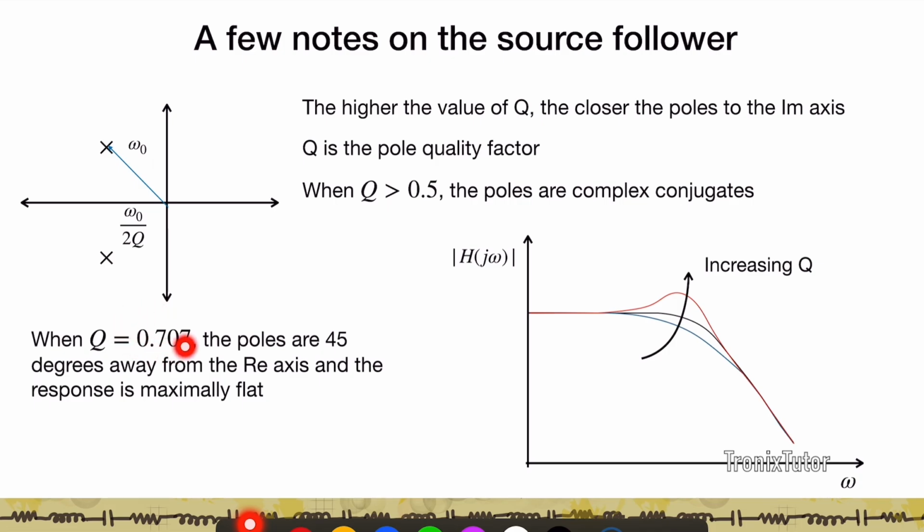And this 0.707 is a limiting case, the Q point at which we say that this function is maximally flat. So that is going to be the last point at which the function doesn't have a peak, after which you're essentially going to see the function show a peak as your Q factor increases.